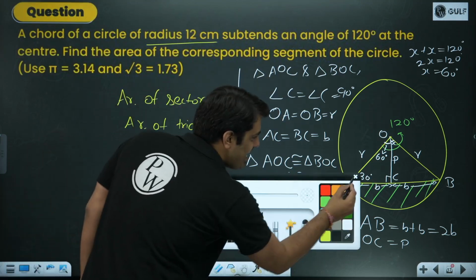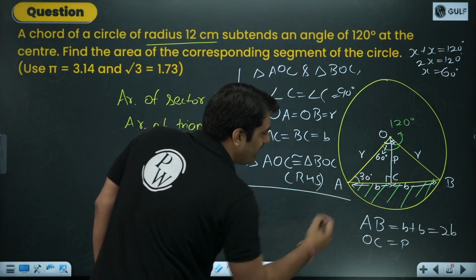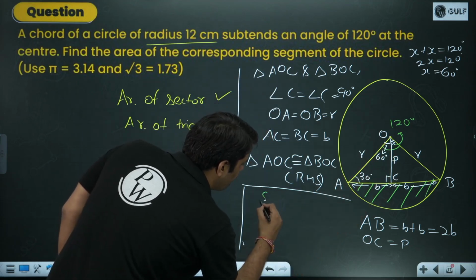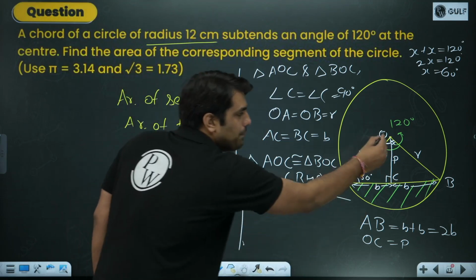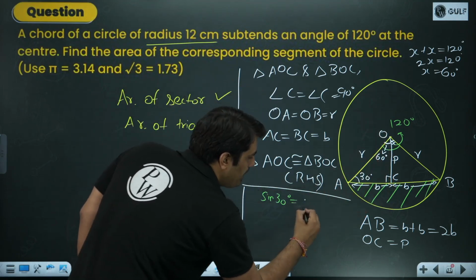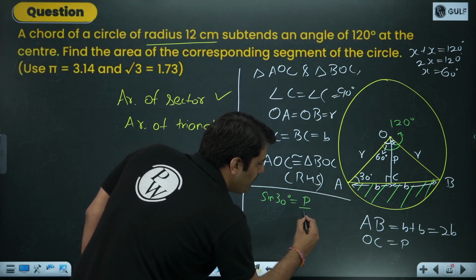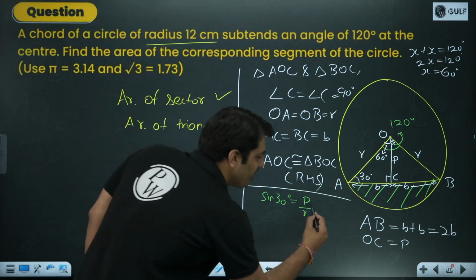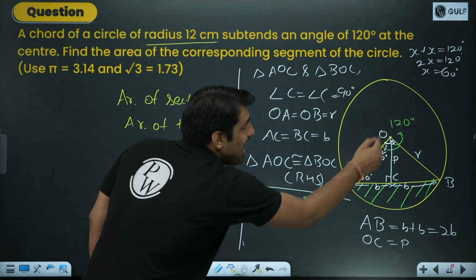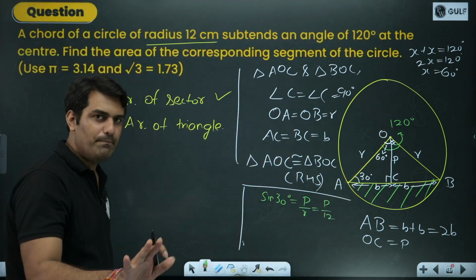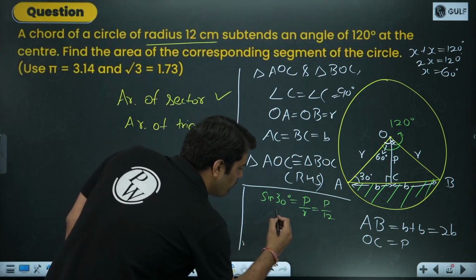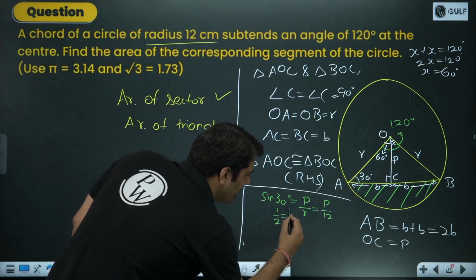In the right angle triangle AOC, if I talk about sine of 30 degrees, what will sine of 30 degrees be? Perpendicular by hypotenuse. Hypotenuse is R. I don't know the value of P, but I know the value of R. The R value is given to me as 12. Simple. Sine 30 degrees, which I know is 1 by 2, equals P by 12.